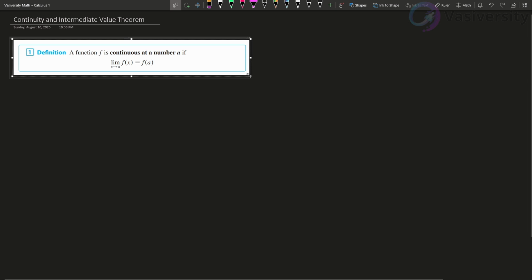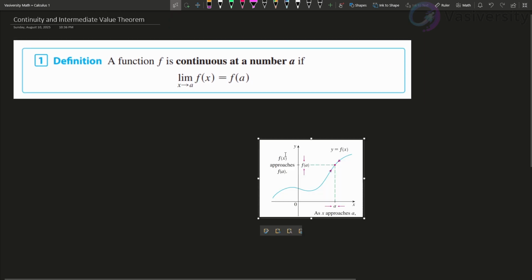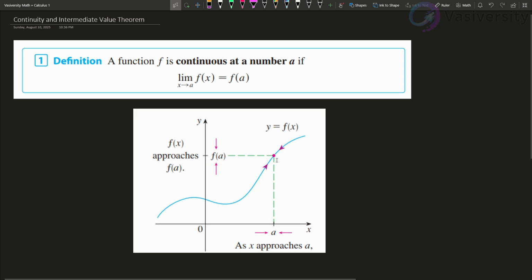Continuity is defined as follows: a function f is continuous at the number a if this equality holds. The limit of f of x as x approaches a is equal to the value of the function at that point. Remember, this is how we would look at it graphically. This is a continuous function because we don't have any jumps.